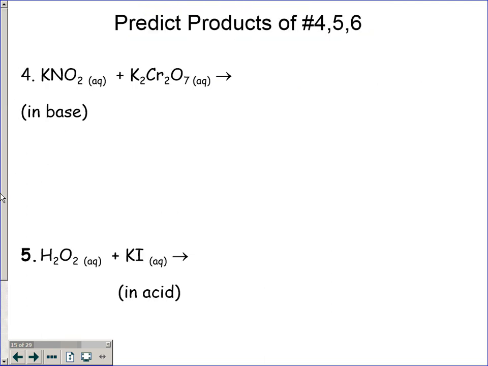Okay. All right, I want you guys to predict these. Stand up and predict these, or sit down and predict those, whatever you want to do.